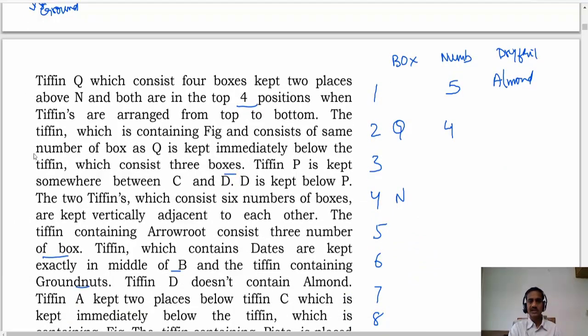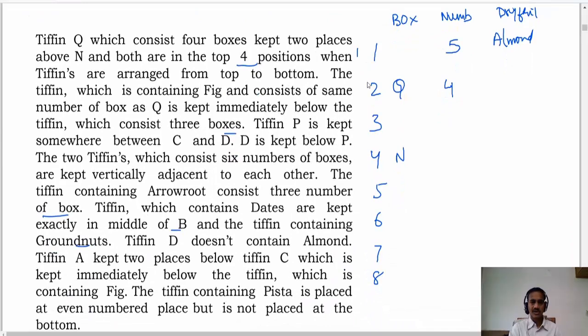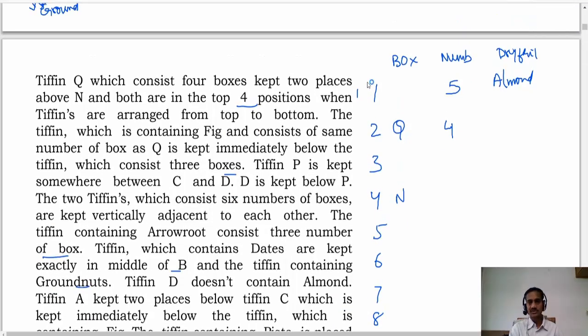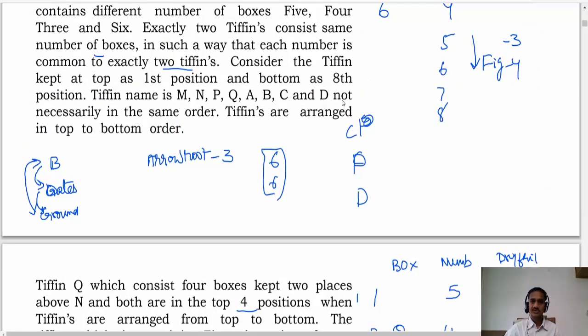Tiffin D does not contain almond. Now this cannot be D. D does not contain almond also because almond is at the top and D is below this C and P. D is not this one, almond. A is kept 2 places above C. 2 places above C, with a blank in between, and this is A. Hence A, blank, C, and between C and P any difference is possible. Hence A will be here.